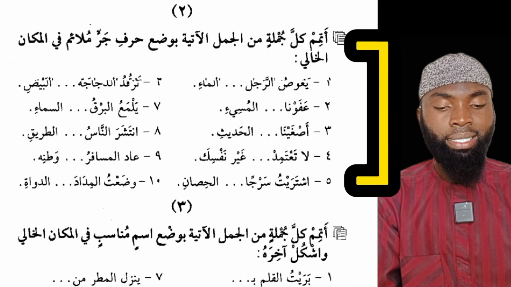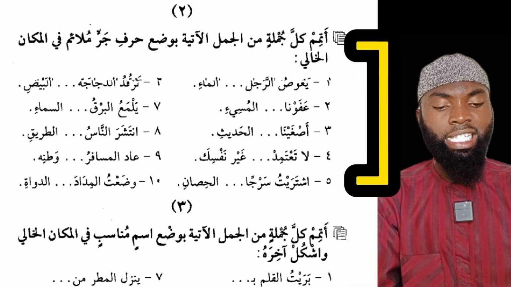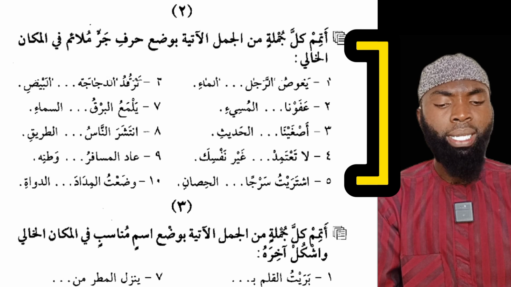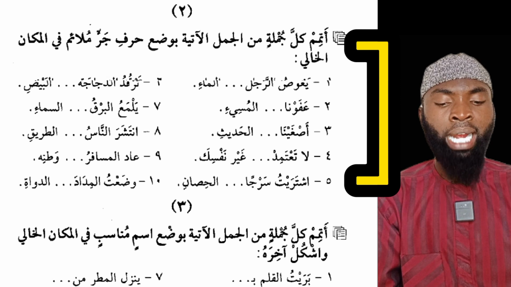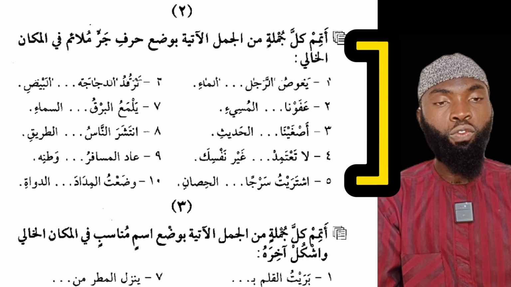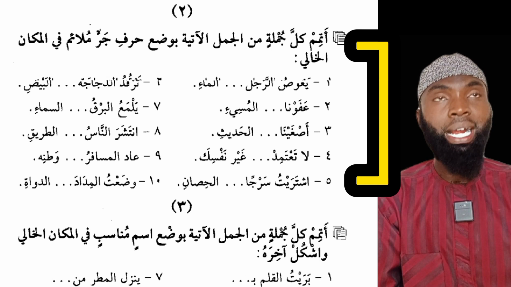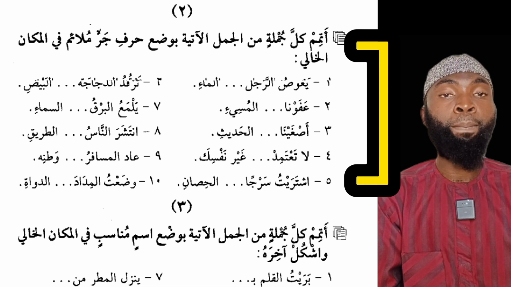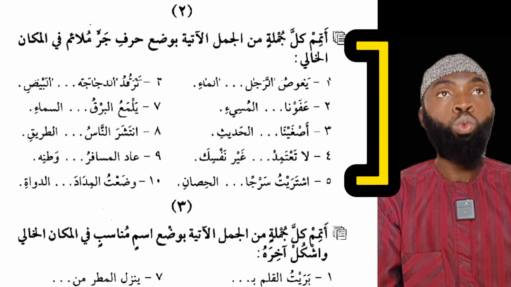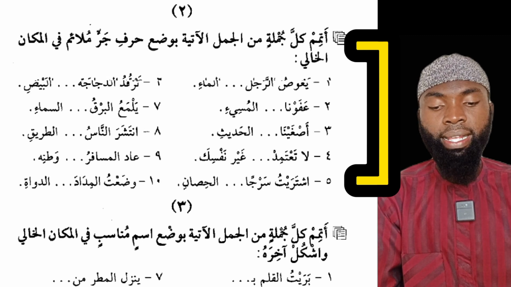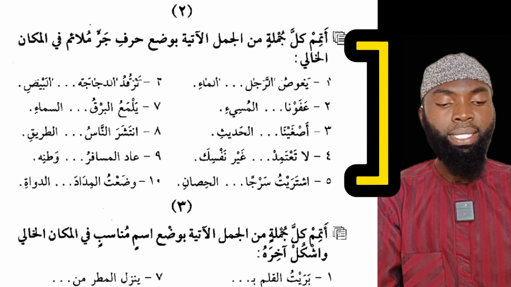Moving on to tamrin al-thani, exercise number 2. The instruction says atmim kulla jumlatin min al-jumal al-atiya biwad'i harf al-jarr mulaimin fil-makan al-khali. Complete each of the following sentences by placing an appropriate preposition which changes the noun into kasra in the following blank spaces.